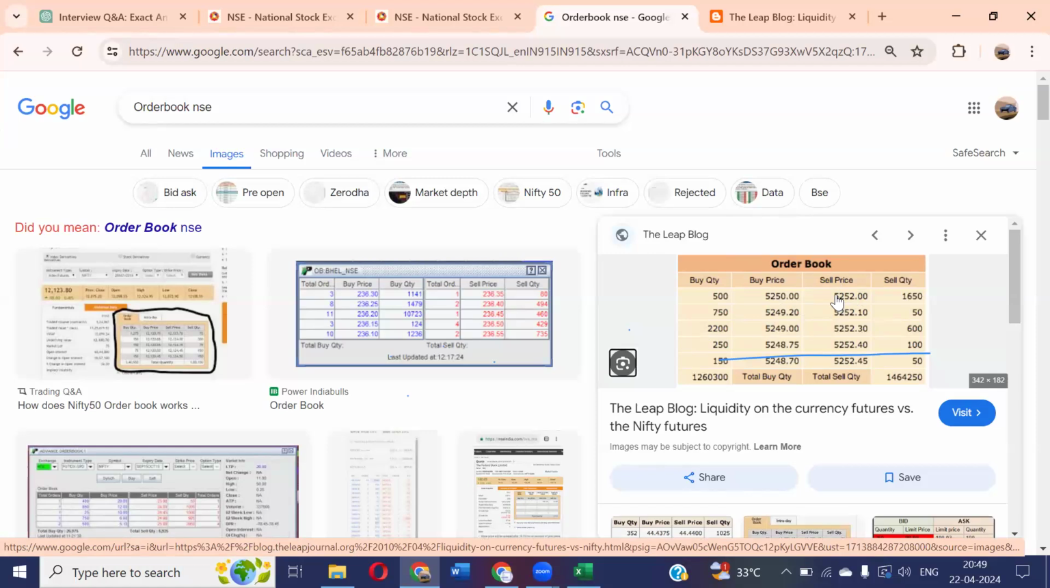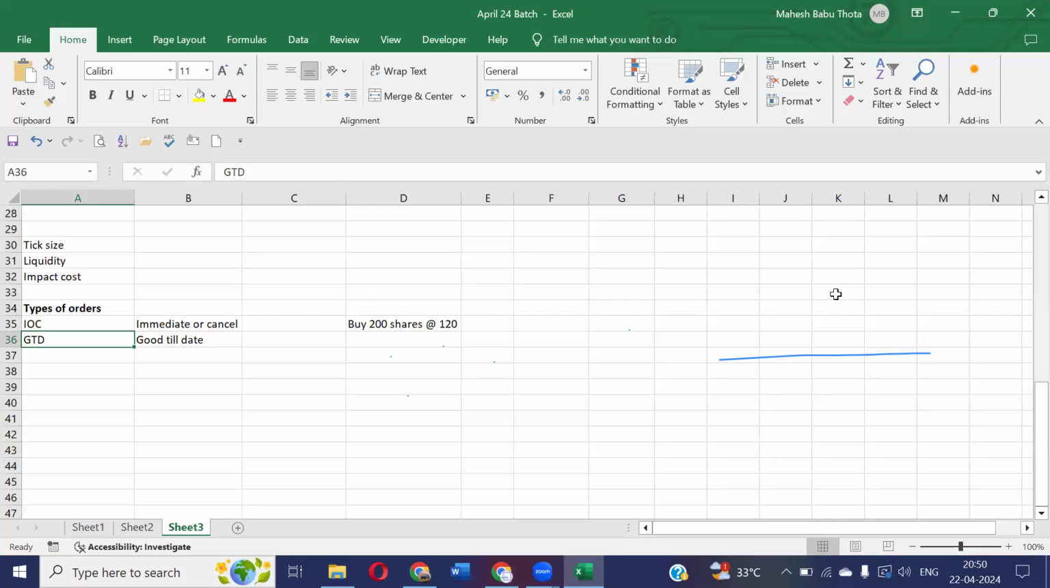Getting the point? Yes, ma'am. In a good till date order, whatever order we are giving can be for buying or for selling. The order will be valid for one day, till evening. If it's not executing as per our instructions, I mean the prices we have given, the order will be cancelled. If the price comes down, whether for buying or selling, then the order will be executed. But this order is valid only for one day. That is called good till date. Understood, everyone?